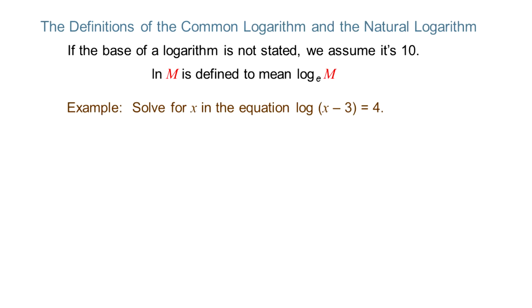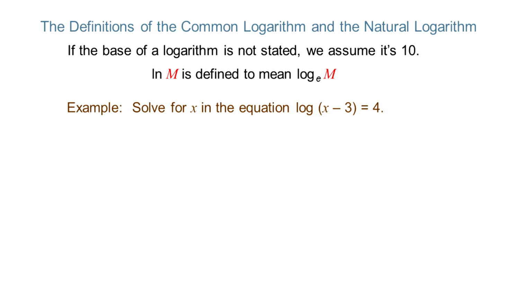For my next set of examples, I'm going to talk about two commonly used logarithms, the common log and the natural log. If the base of a logarithm is not stated, then we assume that the base is 10. This is called the common log. The second commonly used logarithm is the natural log.